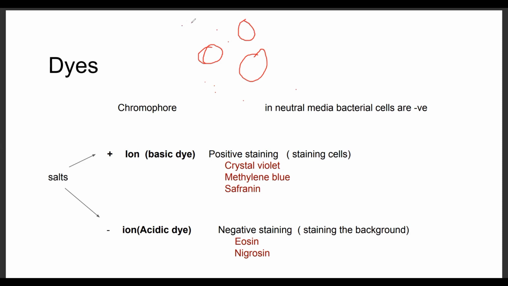As a result, what will happen? This background will be colored or stained. So this is called negative staining. Here the background is stained, not the bacteria. Bacterial cells remain colorless. Okay? Can you understand? So eosine and nigrosine are two examples of acidic dyes. Okay? Can you understand? Any doubts?